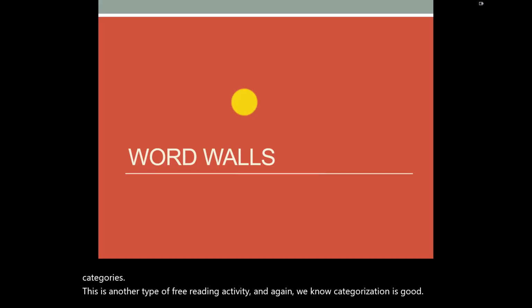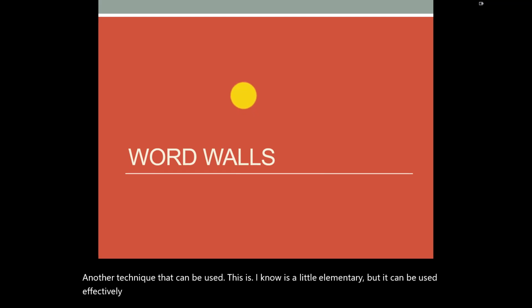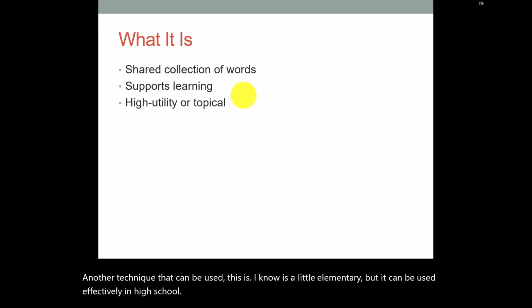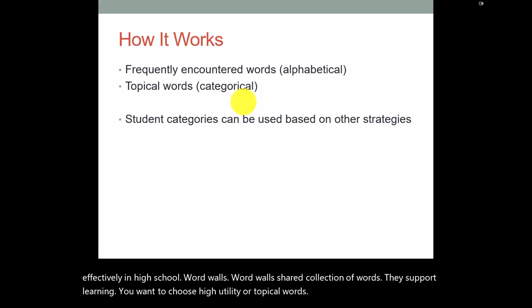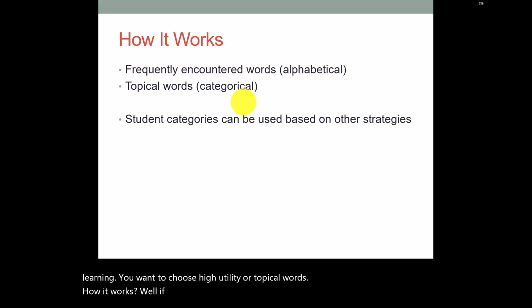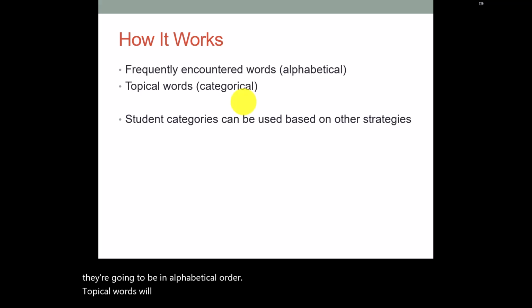Another technique that can be used, I know it is a little elementary, but it can be used effectively in high school, are word walls. Word walls, a shared collection of words, support learning. You want to choose high utility or topical words. How it works? Well, if you're using frequently encountered, high utility words, they're going to be in alphabetical order. Topical words will be by category.